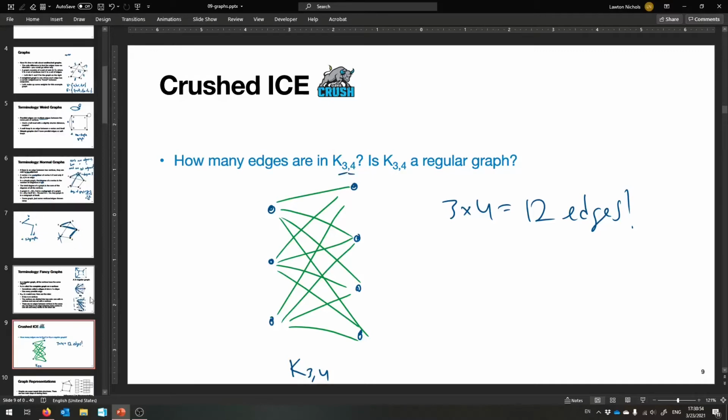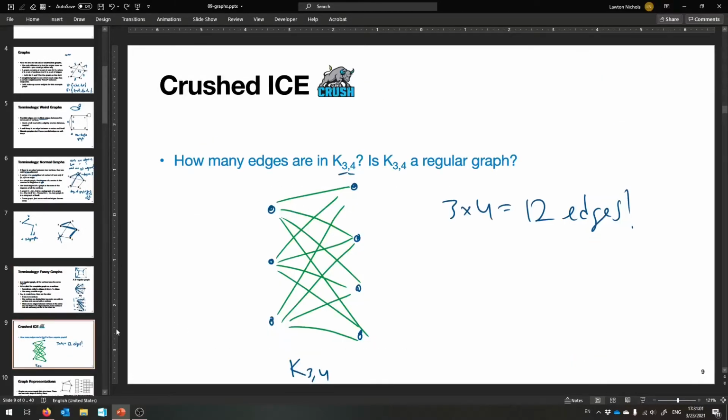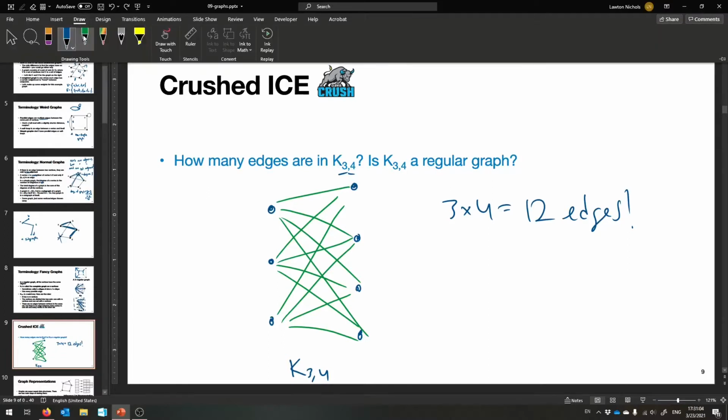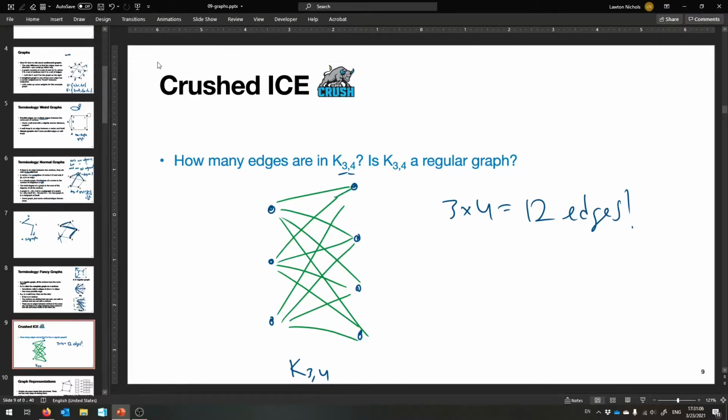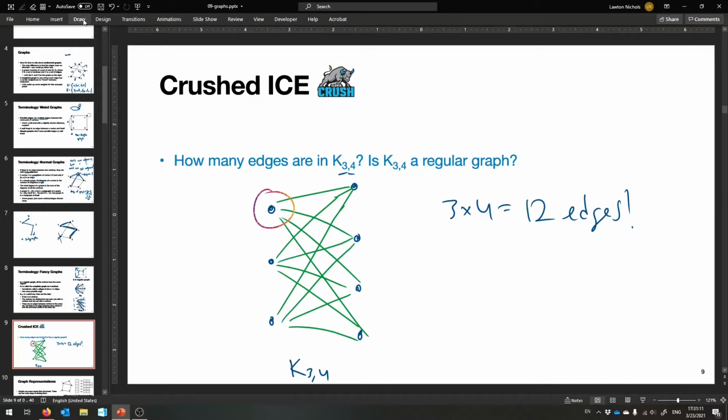And let's also figure out if it's a regular graph. What does that mean? All the vertices have the same degree. Is that true? So let's see here. Let's look at this one first. It has 4. 1, 2, 3, 4. Its degree is 4, 4 neighbors. This one also has 4. This might be working. How about this one? Oh yeah, still 4. Cool. All right, how about this one? Ah, that one has 3. So it's not the same.